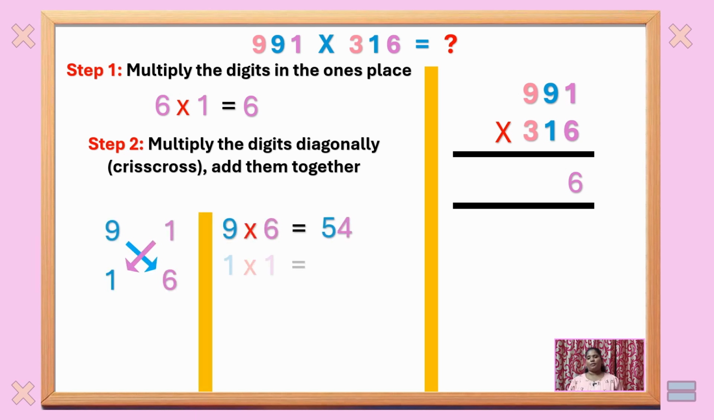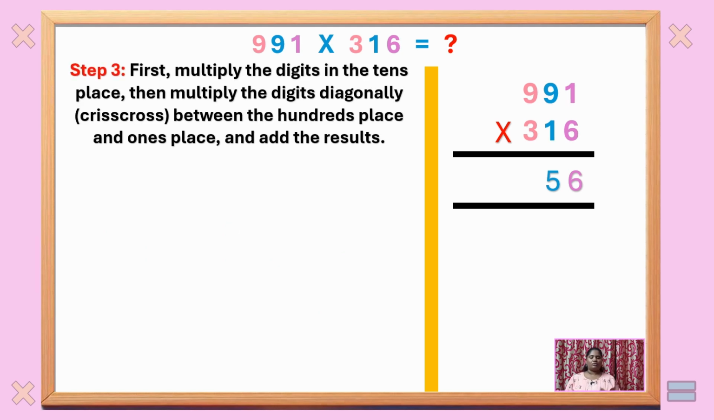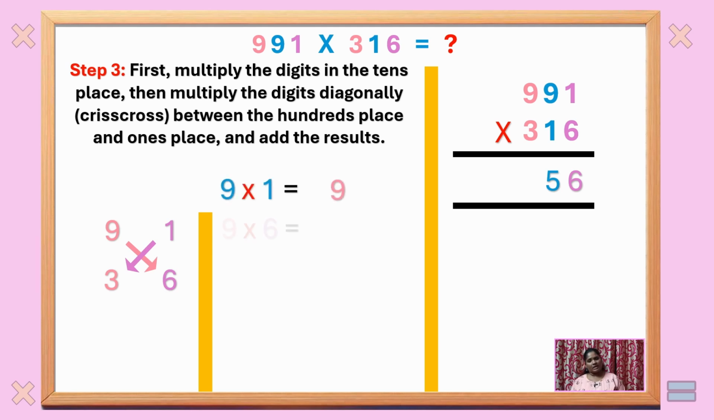9 sixes are 54, 1 one is 1, which is 55. So both the numbers we cannot put directly in the answer. So what we do? We put a 5 over here and the other 5 we carry to the next number. Let's do rule number 3. What is that? First tens place 1, and then cross multiplication of the numbers which are in hundreds and ones place. 9 ones are 9, 9 sixes are 54, 3 ones are 3.